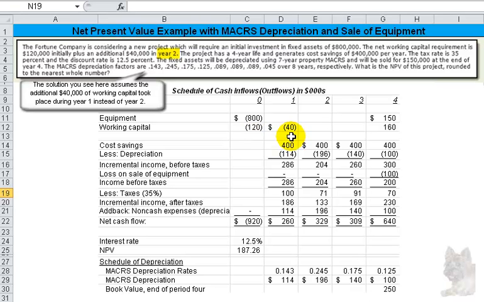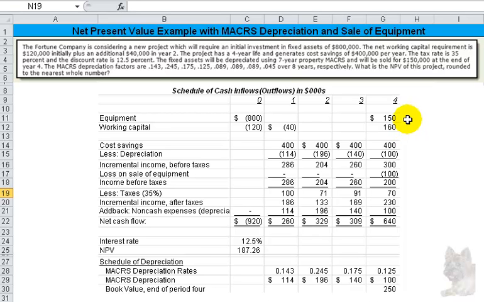Now the project comes to an end at year 4, so we get the full $160,000 back of our working capital, and we're going to get cash proceeds of $150,000 for the equipment at the end of year 4. At least that's what we're estimating right there, $150,000. Okay, there's our $400,000 of cash flow savings. Let me move the mouse off, and I'll just use my arrow key to show you where I'm at.